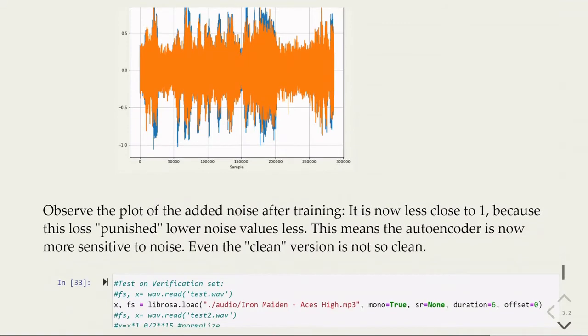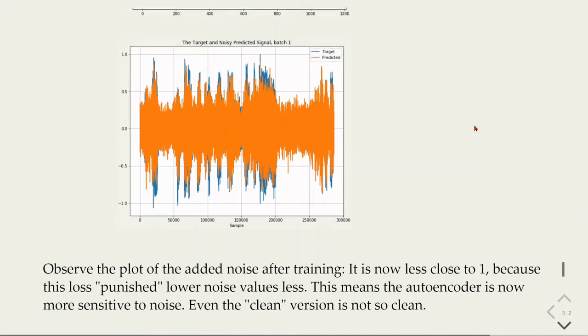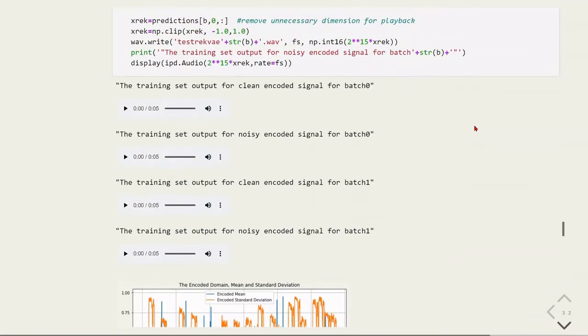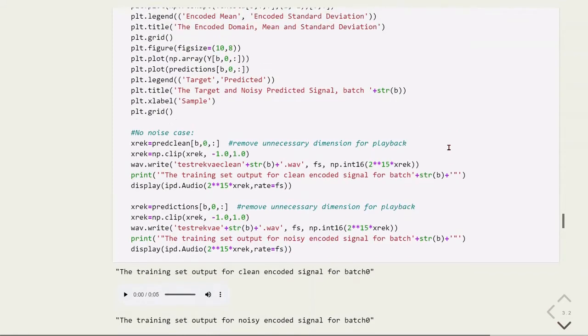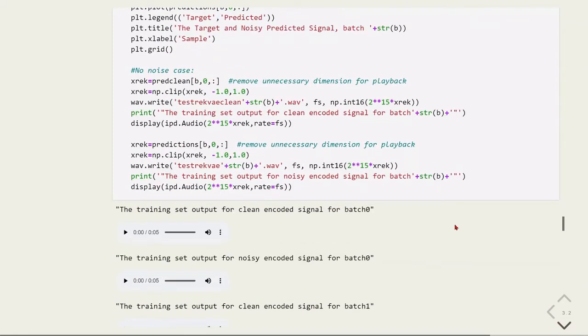So we will observe also that the standard deviation is less close to 1 because this loss punishes the lower noise values less. So the autoencoder should be more sensitive to noise now, and even the clean version would not be so clean. We are testing with the training set, so it's the same audio files that were used to train the model.